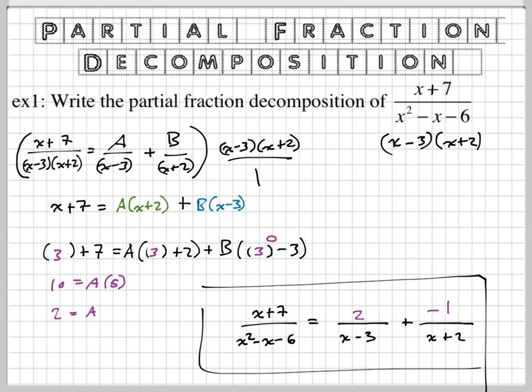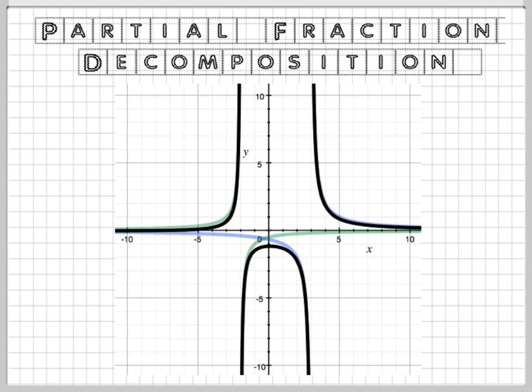And there you have it, students. There's my answer. Right there. That's partial fraction decomposition. Now I want to do something kind of interesting with this. I wanted to show you guys what the graphs look like. You see this graph right here, the black one? The black graph is the main function that we just broke apart. This is the x plus 7 over x squared minus x minus 6.